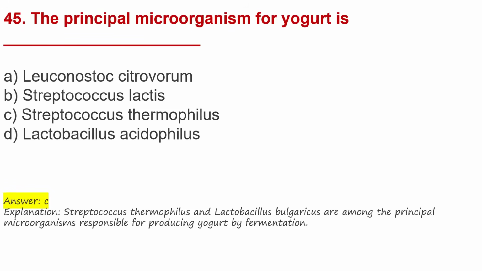substitute. Question 45. The principal organism for yogurt is A. Leuconostoc citrovorum, B. Streptococcus lactis, C. Streptococcus thermophilus, and then D. Lactobacillus acidophilus. The answer is Streptococcus thermophilus. Streptococcus thermophilus and Lactobacillus bulgaricus are among the principal microorganisms responsible for producing yogurt by fermentation.